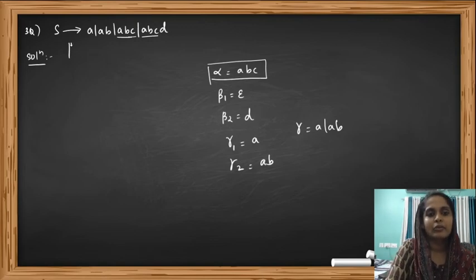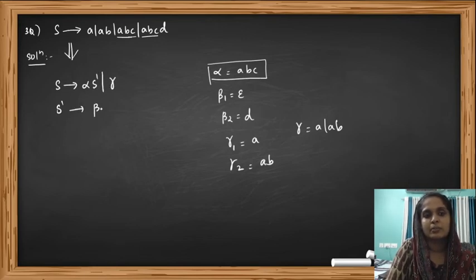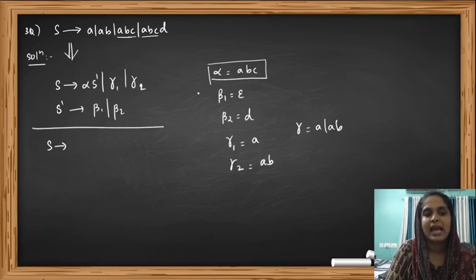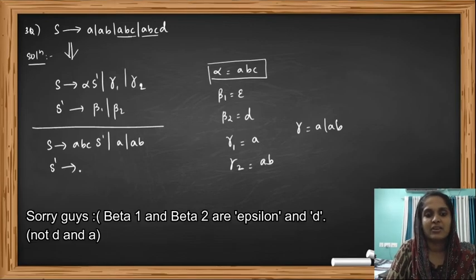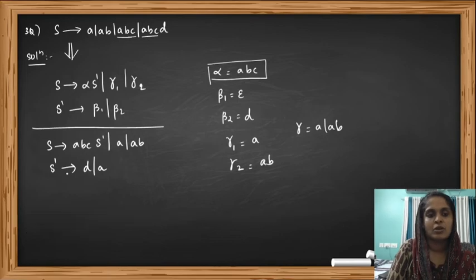Okay. So, how will we convert this production? We have to convert S to alpha S dash bar gamma, and S dash produces beta 1 bar beta 2. Either you can write gamma 1 bar gamma 2, or you can simply write bar gamma. Okay. So what will be the solution? S produces alpha S dash. Alpha means ABC. ABC S dash bar gamma 1 and gamma 2. What are the values of gamma 1 and gamma 2? A bar AB. And S dash produces beta 1 bar beta 2. Beta 1 is D and beta 2 is A.